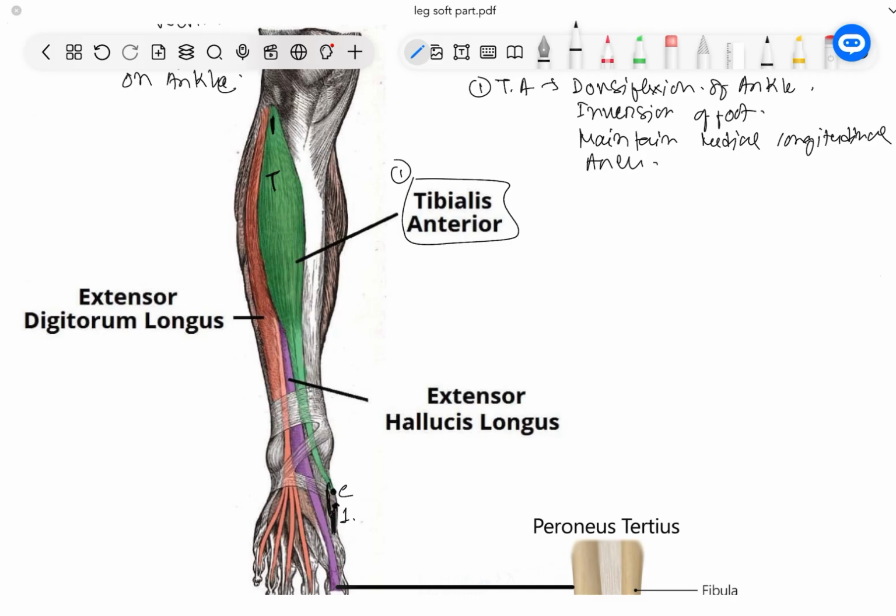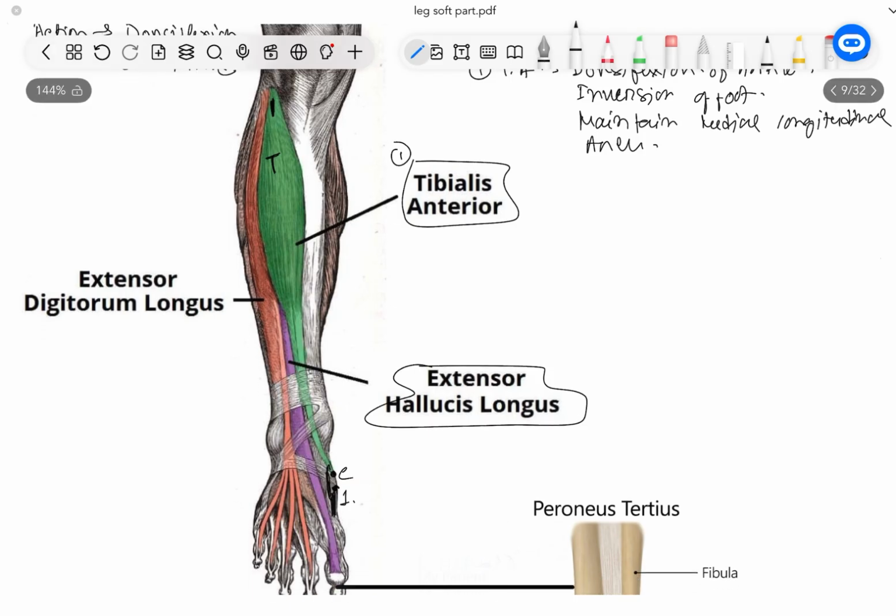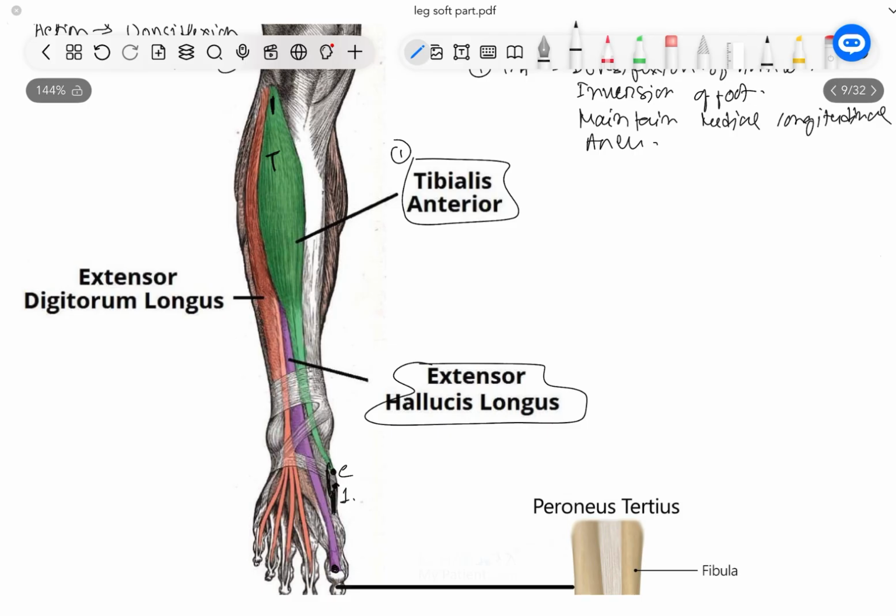Next, extensor hallucis longus, on the same side. Extensor hallucis longus arises from the medial 2/4 of the medial surface of the shaft of the fibula. So, this muscle arises from the fibula region, and it will be inserted into the base of the distal phalanx of the big toe. As the name is hallucis, it is inserted into the base of the distal phalanx of the big toe.